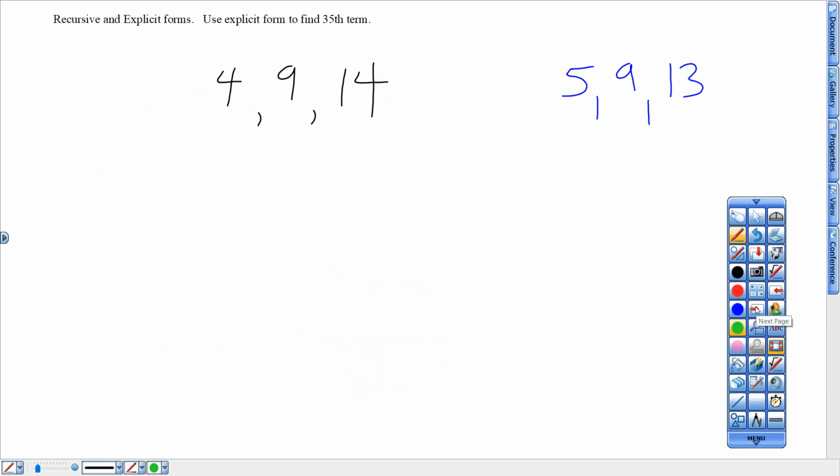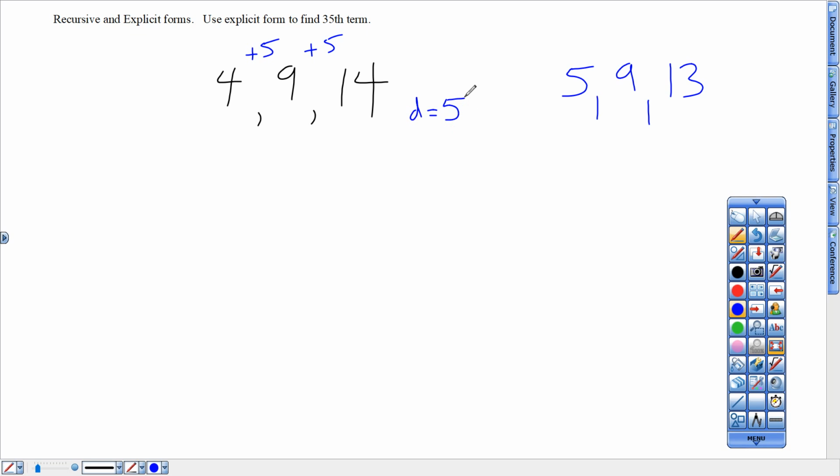All right, what you need to do is this guy right here. I'm going to have you look at the common difference number. This one I'm going up by 5. That is my D number. That's the number I'm going to use in both equations that they're going to have you write.